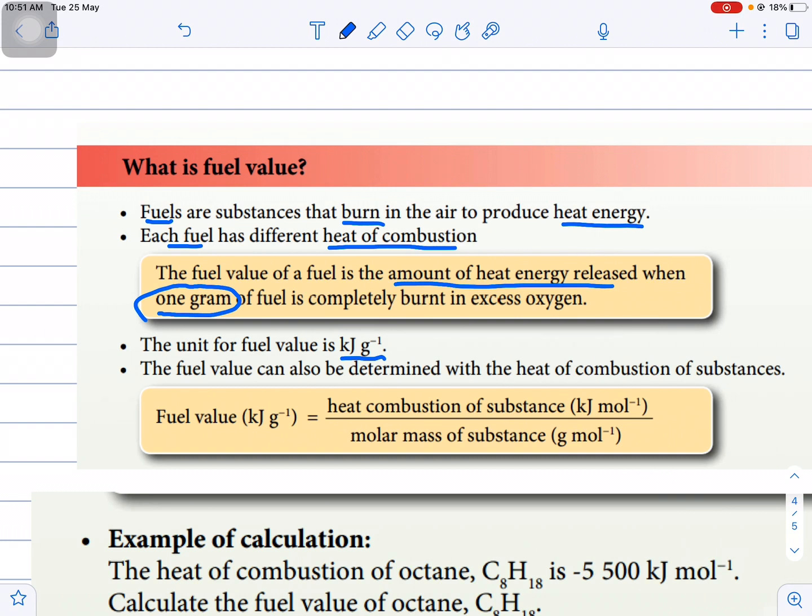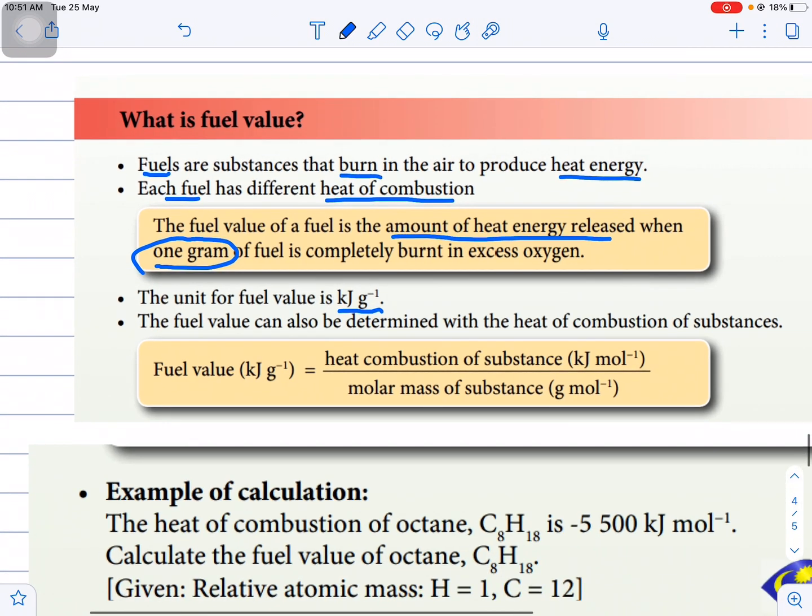Okay, so how can we determine the fuel value from the heat of combustion? It's really simple. Fuel value is kilojoule per gram. So how can we get the fuel value? If you have the heat of combustion, the unit will be kilojoule per mole. Divide it with the molar mass of the fuel that burns, in gram per mole. So the mole cancels, and we get kilojoule per gram.